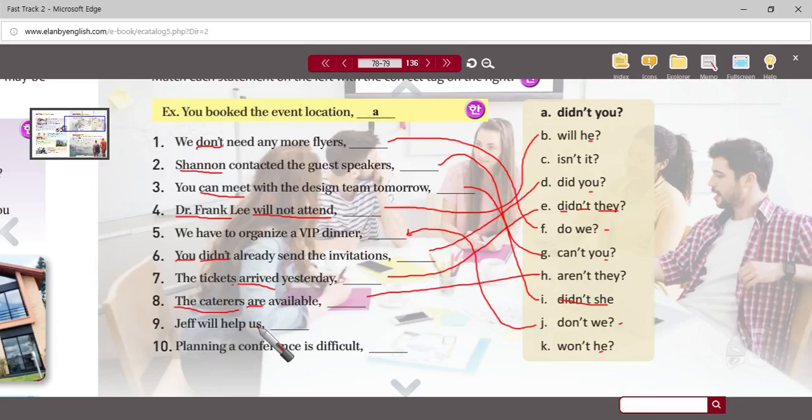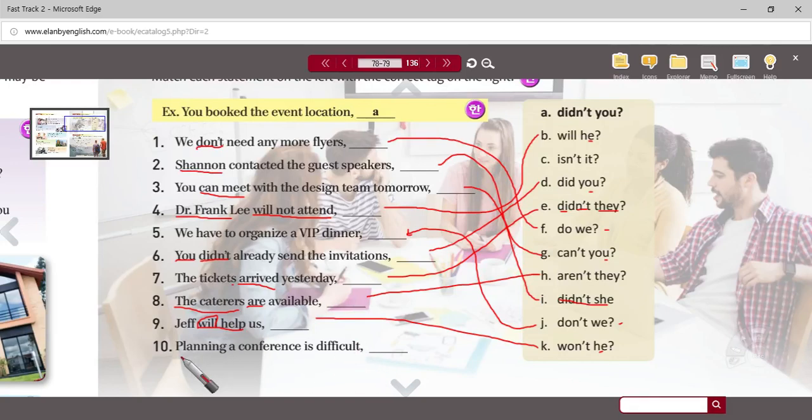Jeff will help us. Okay, the verb is help, but there's a modal, will. Okay, now this is easy. We know the subject pronoun is he. The modal is will. That's positive, so we're looking for a negative will and a he. Answer K. Jeff will help us, won't he?